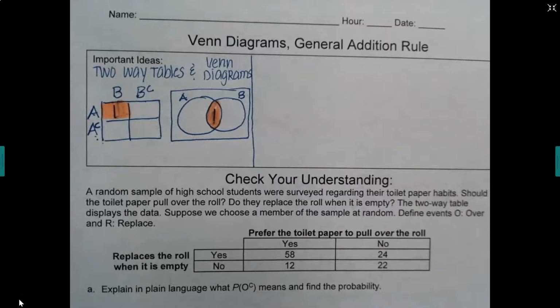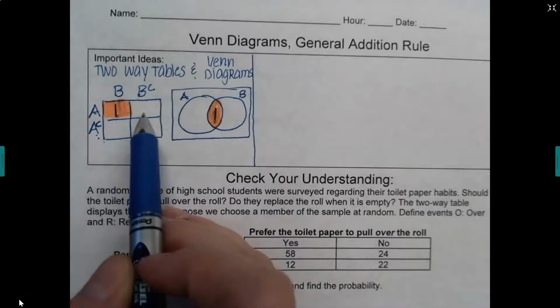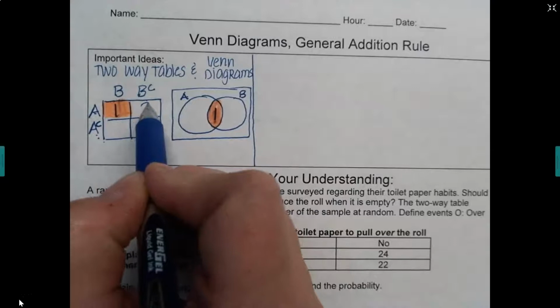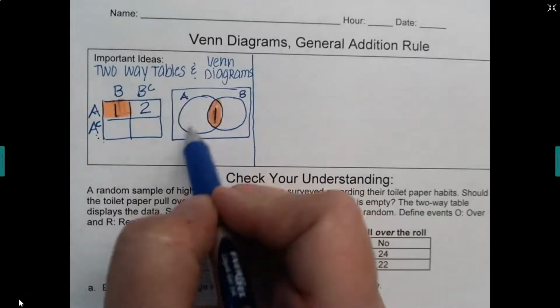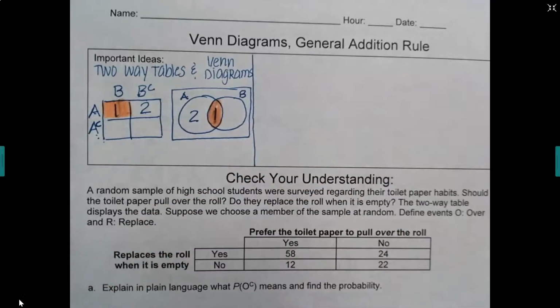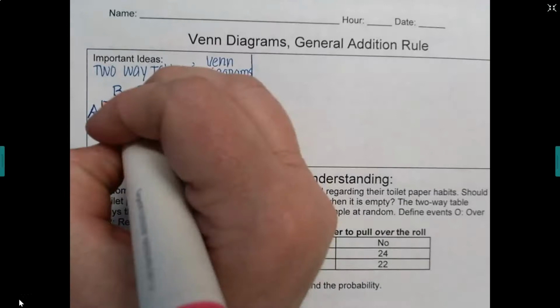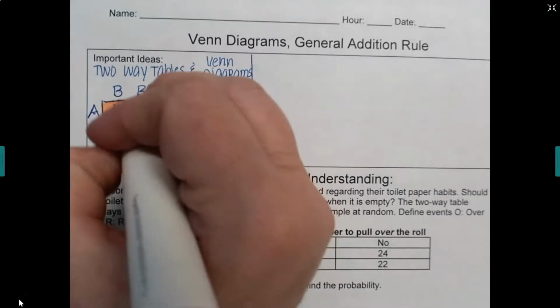All right, then we have the probability of event A, but not event B, or the B complement. So that means A only. This left-hand Pac-Man is A only. So I'm going to put my 2 in there. So just so I know kind of how the numbers relate to each other.